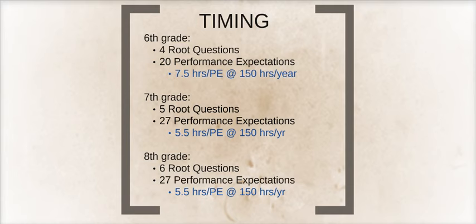7th grade has 5 root questions, 27 performance expectations, and 8th grade has 6 root questions, but also 27 performance expectations. So those are spread out a little more than they are in 7th grade. Some root questions will have more than others, so this is an averaging that I'm trying to show you here. For 7th and 8th grade, that comes out to about 5.5 hours per performance expectation, which for most schools is about a week, maybe a touch over a week.